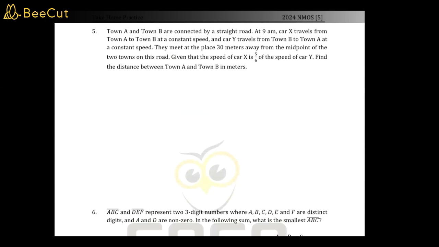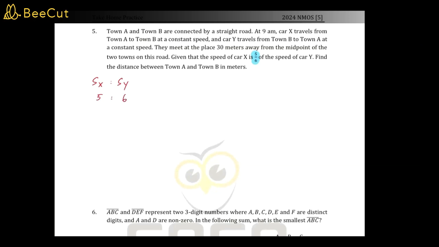Okay, now question 5. So at 9 a.m., X travel from A to B and Y travel from B to A. They travel towards each other. Now, they meet at a point 30 meters away from the midpoint. So we know the speed ratio. The speed is 5 to 6. Okay, speed of X to the speed of Y is 5 to 6.